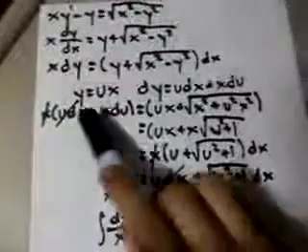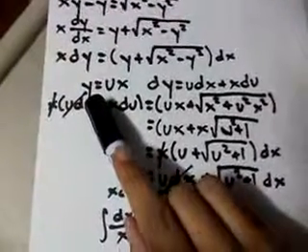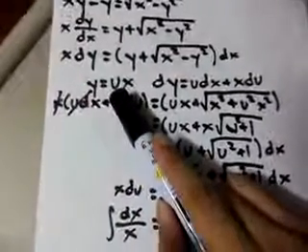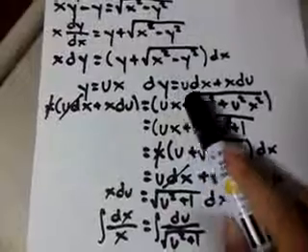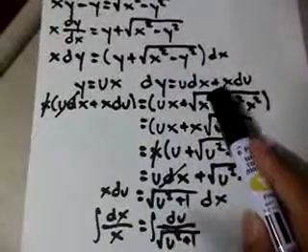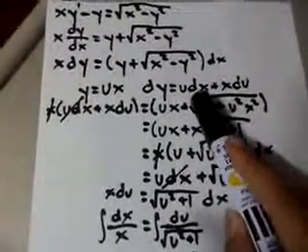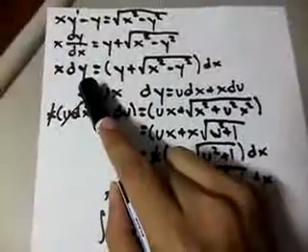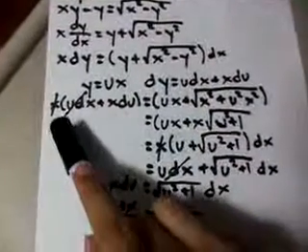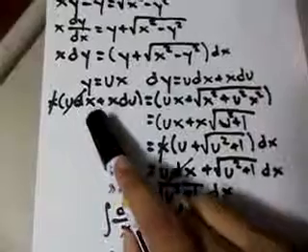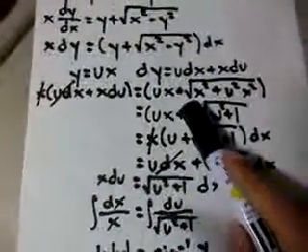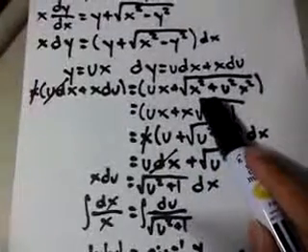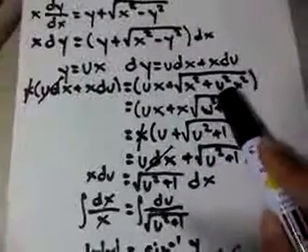First, we let y = ux, then find its derivative, which will be dy = u dx + x du. Substitute this to the original equation, we'll get x(u dx + x du) = ux + √(x² - u²x²).